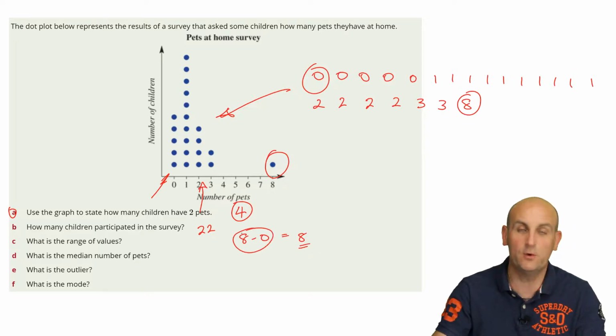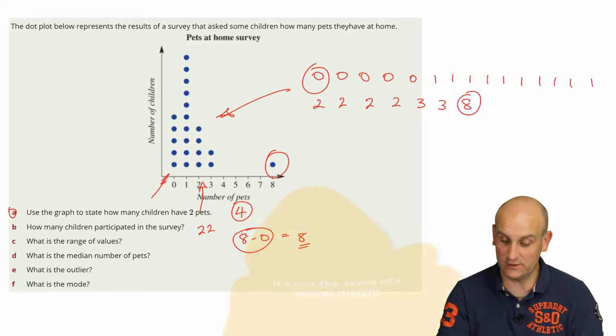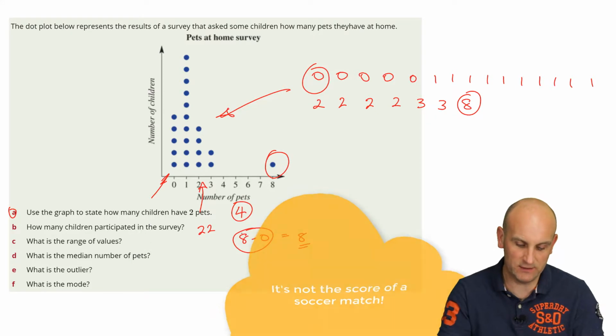Now, the number of people who will write their answer as 8-0. Sadly, that's incorrect. It's not the right answer. You have to do 8 minus 0.